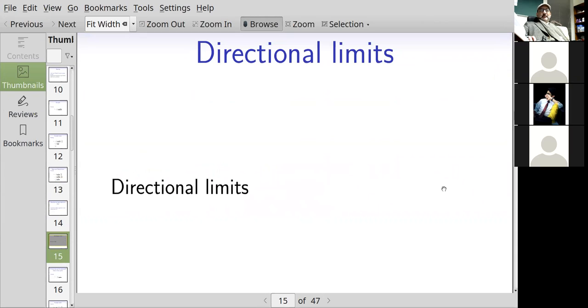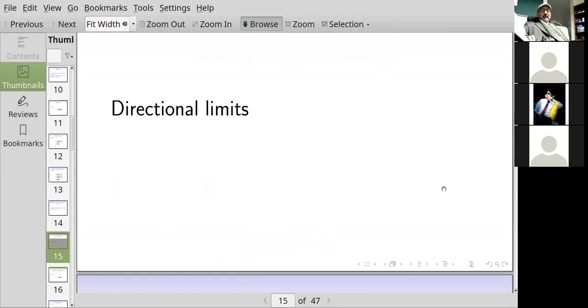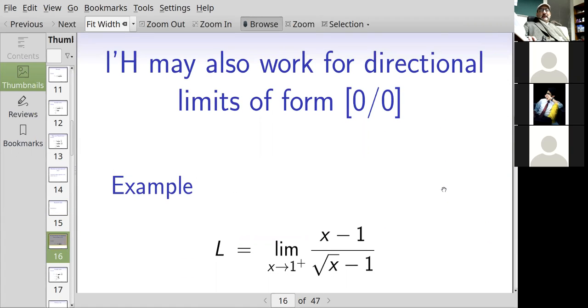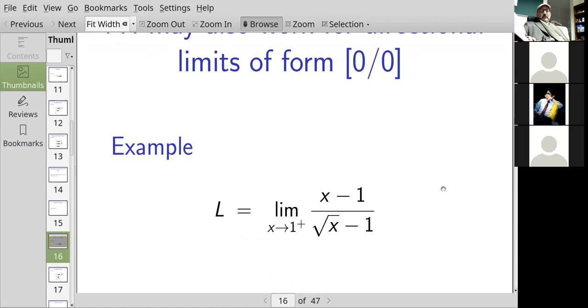All right. L'Hopital's works for directional limits. So if the directional limit will give you 0 over 0, then L'Hopital's might also help you. It doesn't always, but quite often. So, limit as x goes to 1 from the right of x minus 1 over the root of x minus 1. And the way we've seen it before, we could maybe factor root of x minus 1, or we could multiply by the conjugate, root of x plus 1, on the top and the bottom.